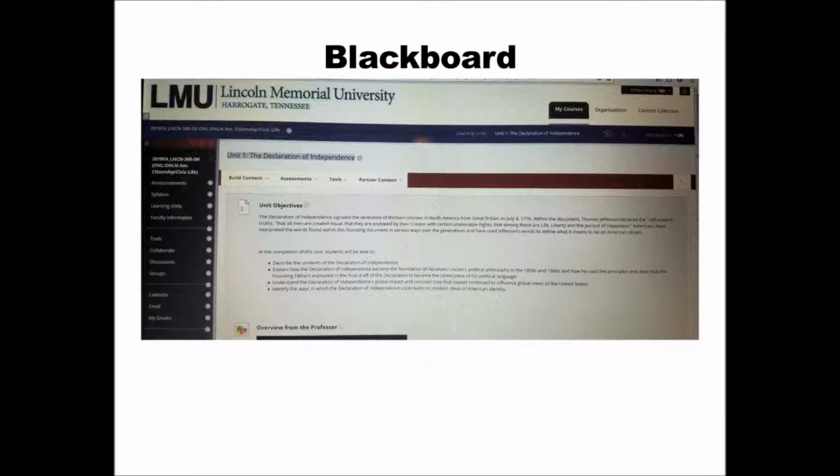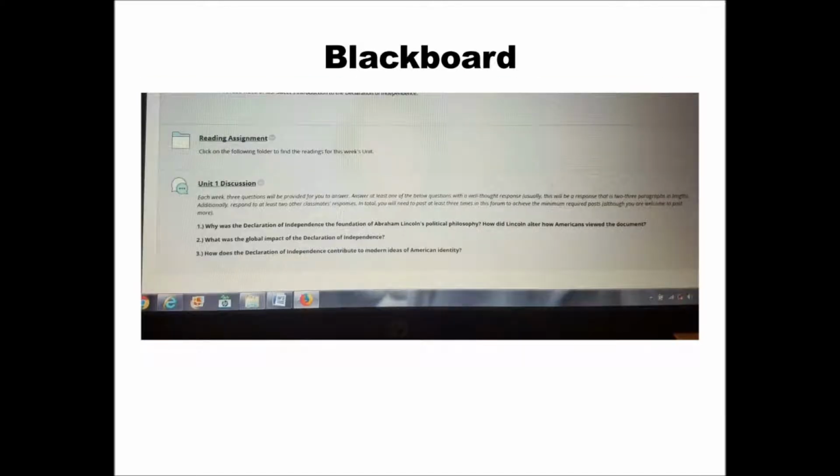You should be able to understand the Declaration's global impact and consider how that impact continues to influence global views of the United States to this day. You should be able to identify in ways which the Declaration contributes to modern ideas of American identity. With each unit, there will be readings. And for this unit, there will be 4 readings, primarily.